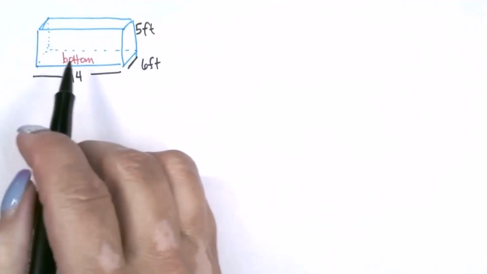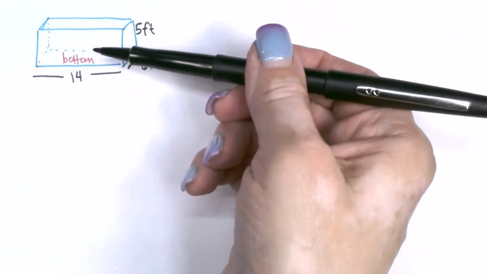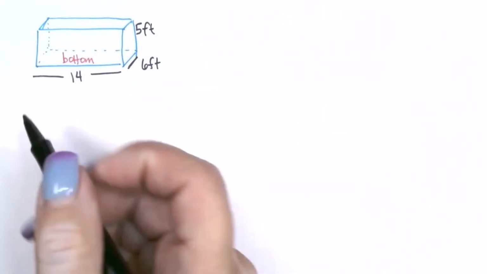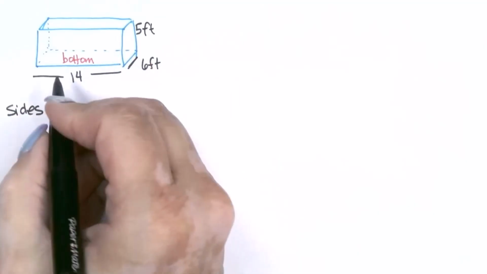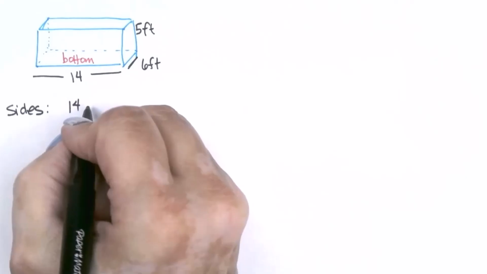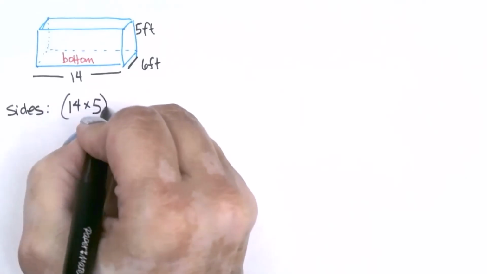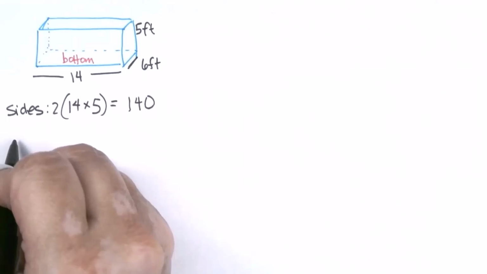So we went out and took some measurements. Let's just do the surface area of each thing. Remember, we're not going to need the bottom. So let's just do the sides first, would be where the doors are on either side. So that's going to be 14 times 5 because it's 5 tall. But there's 2 of them. That's 140 square feet.